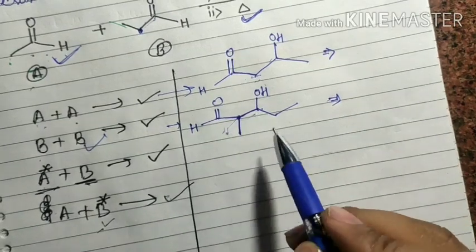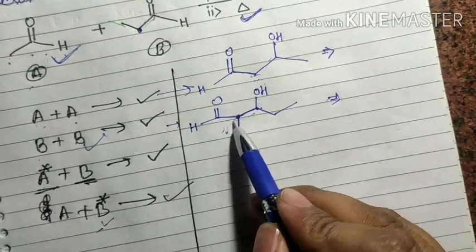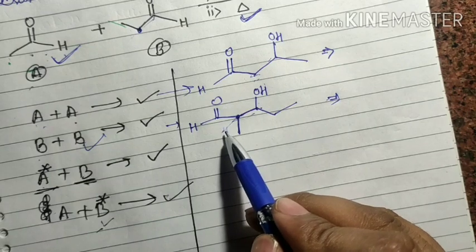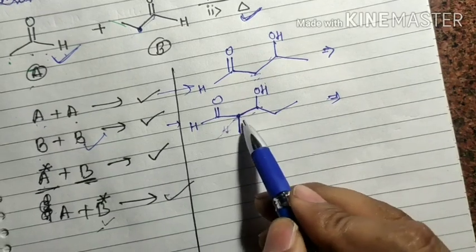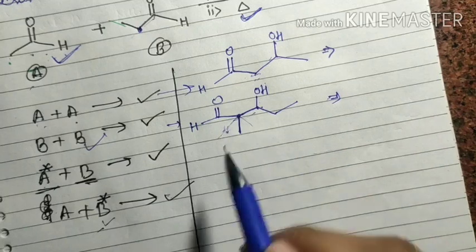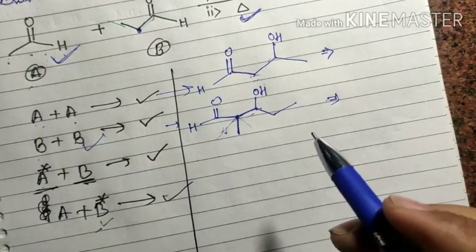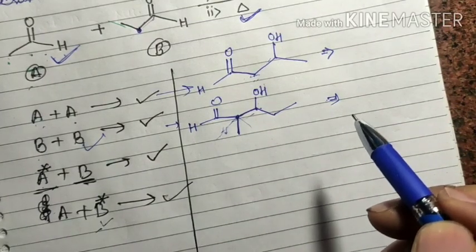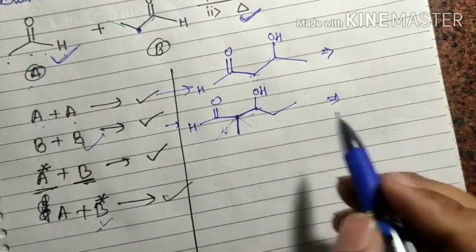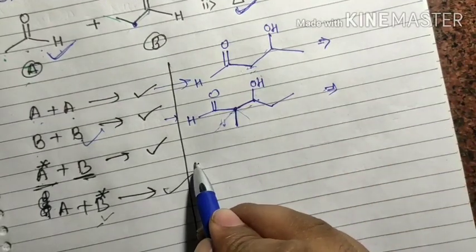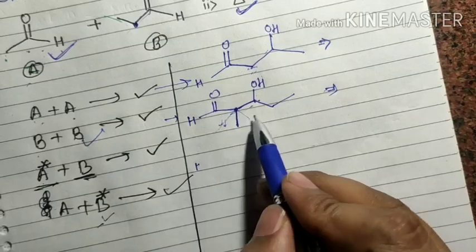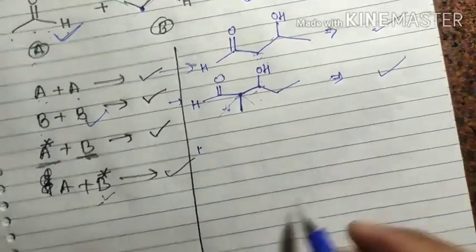So for the second step, there is also a necessity of hydrogen. If there is no hydrogen, suppose here there are 2 substituents and no hydrogen is present, then the second step does not take place. So removal of water, that is the condensation step, clearly does not take place. So this is the product of B and B. You may write the second product, the condensation product.